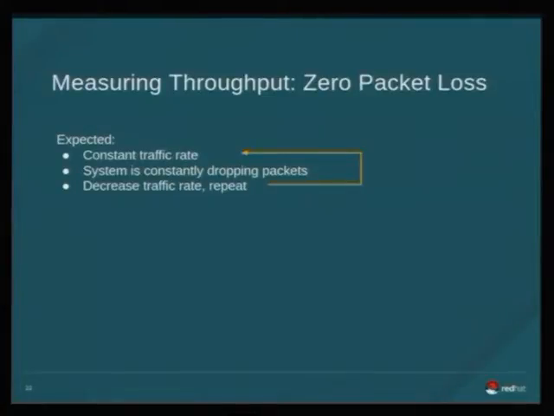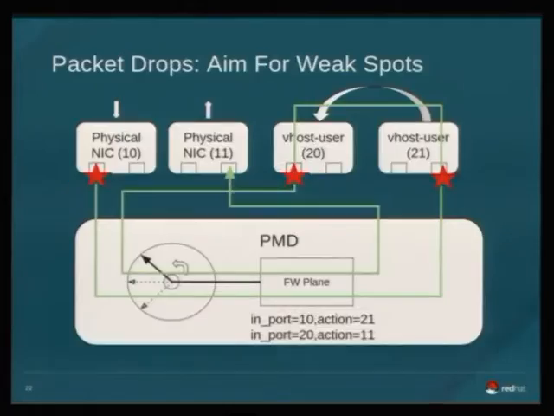Okay, how to measure throughput with 0 packet loss? What we expect is that we have a setup on the traffic generator at constant rate. Then the system is constantly dropping packets. We decrease the traffic rate and repeat until we find something that works out. We should look where the packets are being dropped, because there are the bottlenecks we should improve.